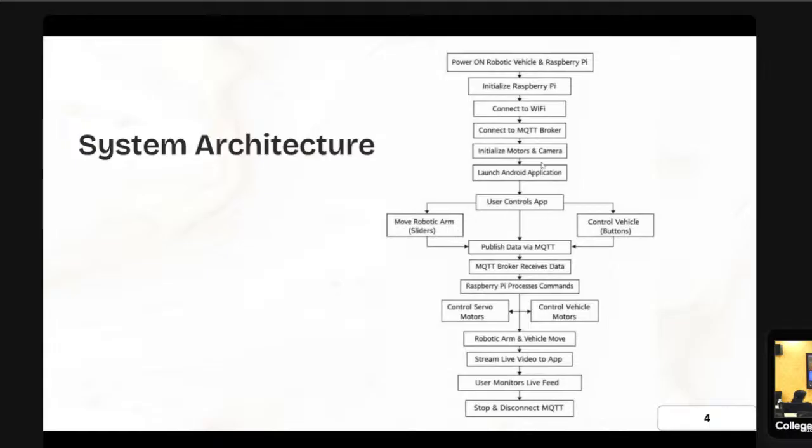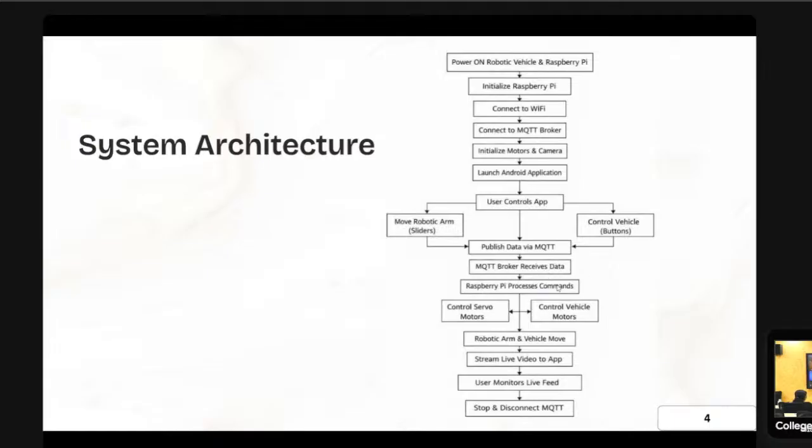Our Android application provides two independent control interfaces. First, slider-based servo positioning for the robotic arm control. Second, forward, backward, left, and right button-based directional commands for the navigation. These commands are published to specific MQTT topics, and the Raspberry Pi subscribes to those topics to receive the real-time instructions.